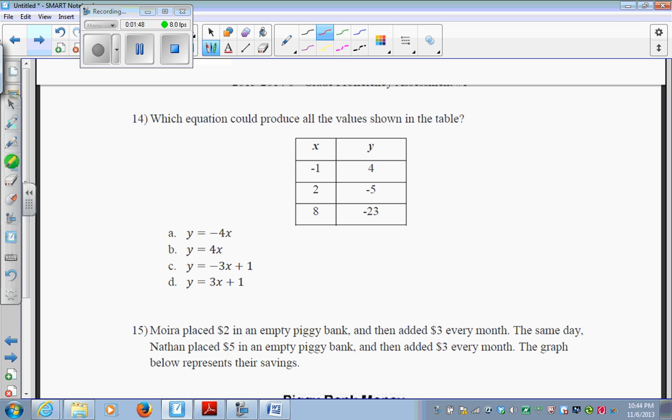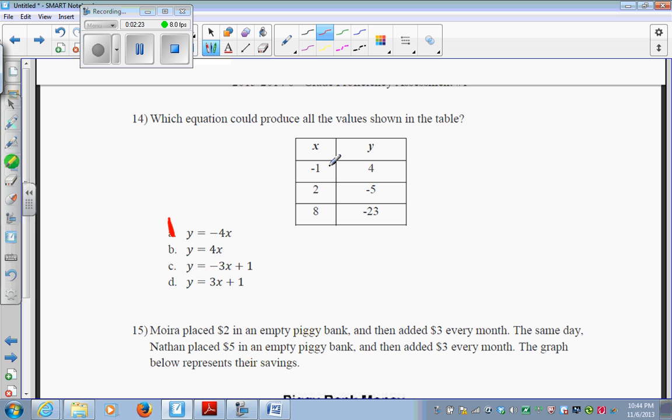Number 14, which equation could produce all the values shown on the table? So I'm going to test this out first. So y is equal to negative 4 times x. That means I should be able to do x times negative 4 and always get my y value. Negative 1 times a negative 4 is a positive 4. Now 2 times a negative 4. 2 times negative 4 is not a negative 5. So this function rule is not the one that works for this particular table of values.